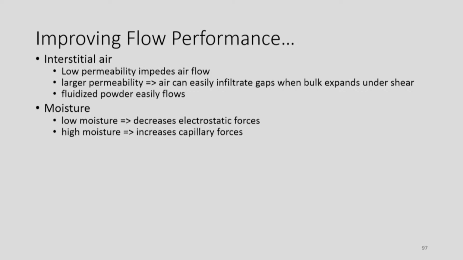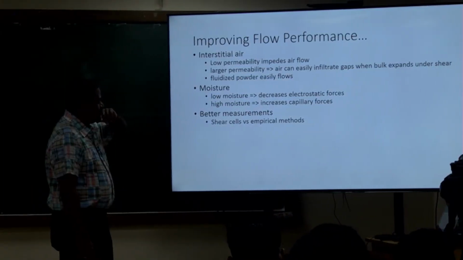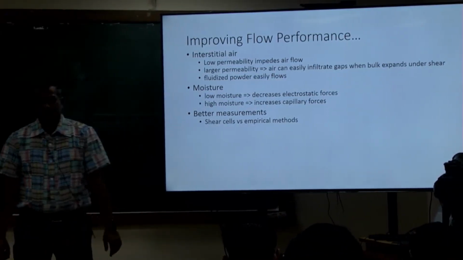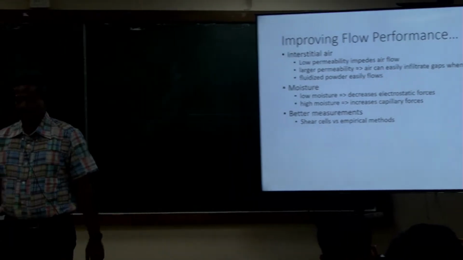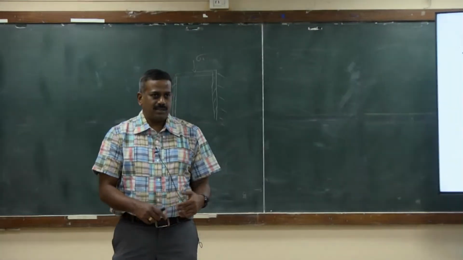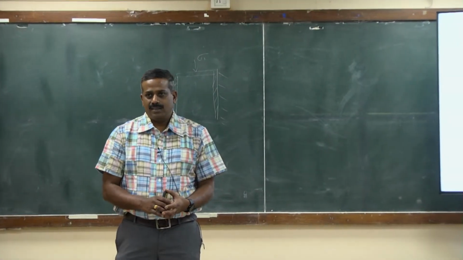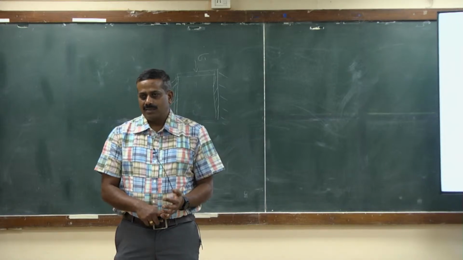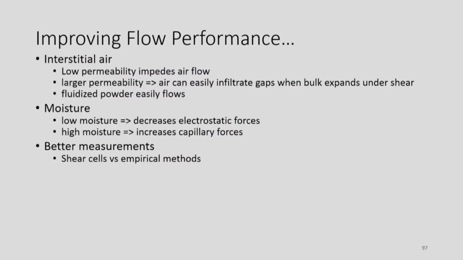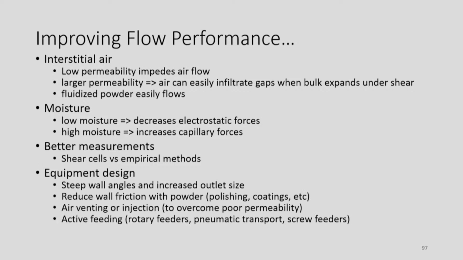Moisture, again, you all know the high moisture and low moisture effect. When you want to measure flow properties, it's always better to use shear cell measurements rather than using Carr's index, Hausner ratio, or angle of repose, etc. As you have seen, shear cells give actual values that you can use to design hoppers and bins, and also to understand powder flow properties.